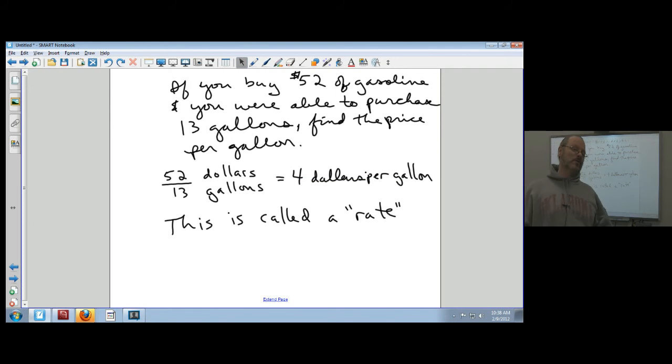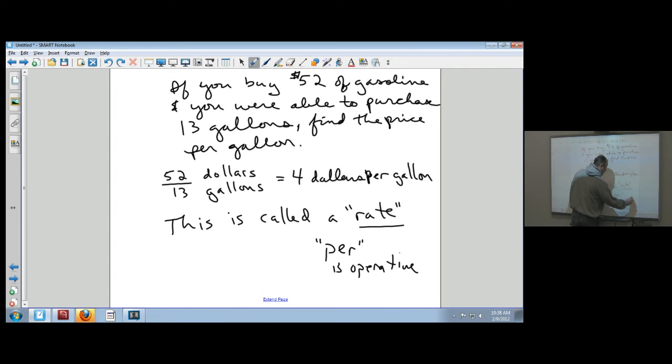Per is simply a word meaning ratio. It really does. It just simply means ratio. So every time we deal with a rate, we're going to be using the word per. Now, not every ratio has units associated with it, but this right here is called a rate. And the word per is operative for rate.